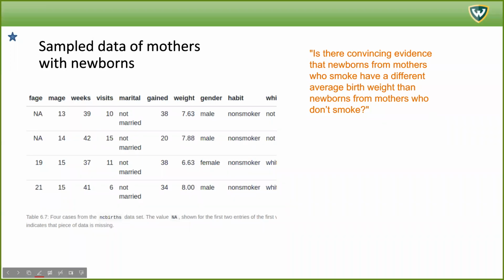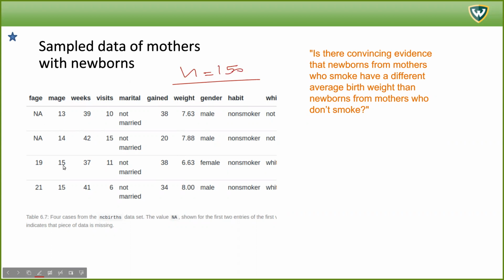Here, we're going to focus on the example from the book and other examples as well to check out how we actually do this hypothesis test or the t-test of two means. So we have here sample data of mothers with newborns. And if I remember correctly from the textbook, there are, I think, n equals 150.